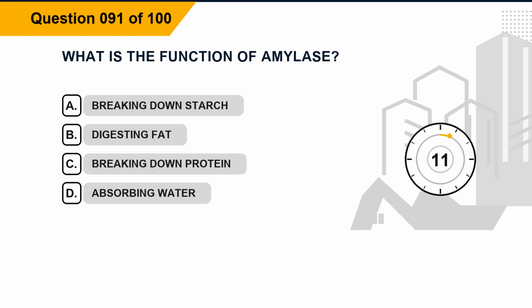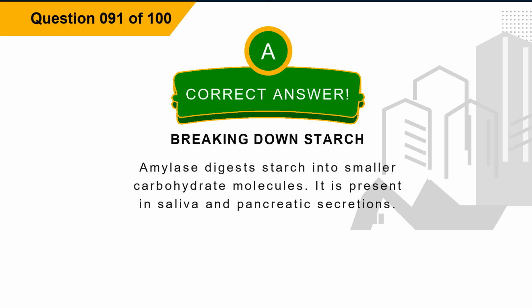Question 91. What is the function of amylase? Option A, breaking down starch. Option B, digesting fat. Option C, breaking down protein. Option D, absorbing water. The correct answer is option A, breaking down starch. Explanation. Amylase digests starch into smaller carbohydrate molecules. It is present in saliva and pancreatic secretions.